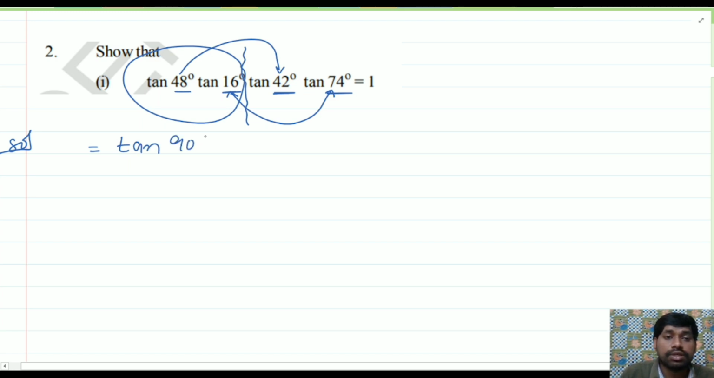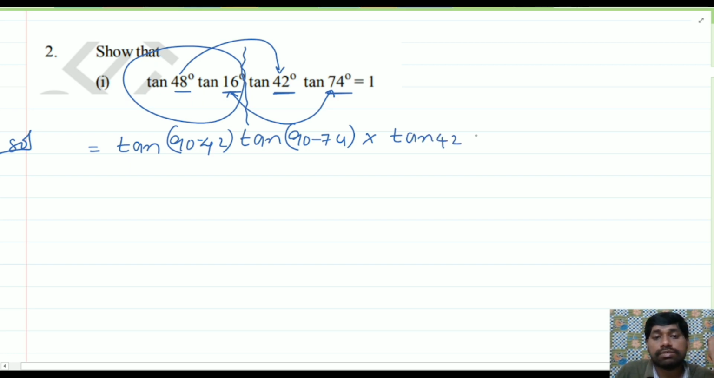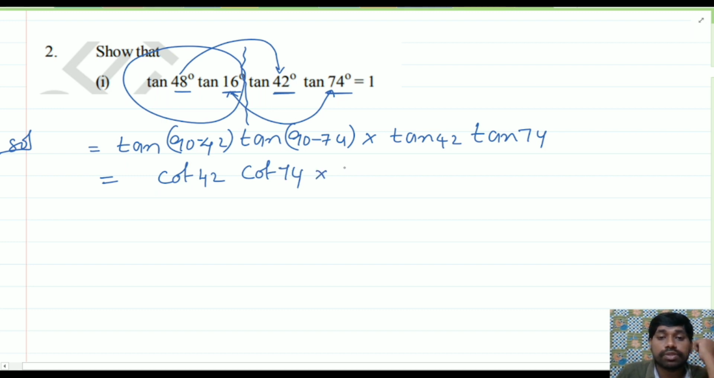90 minus 48 can be written as 42, so tan 48 can be written as tan 90 minus 42, and tan 16 can be written as tan 90 minus 74. The remaining ones stay as they are, tan 42 as tan 42 and tan 74 as tan 74, because we changed only the first two and leave the other two as they are. So tan 90 minus theta is cot theta: it is cot 42 and cot 74.